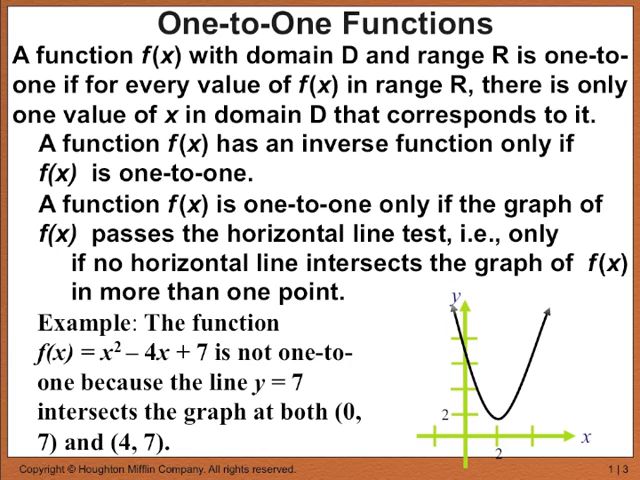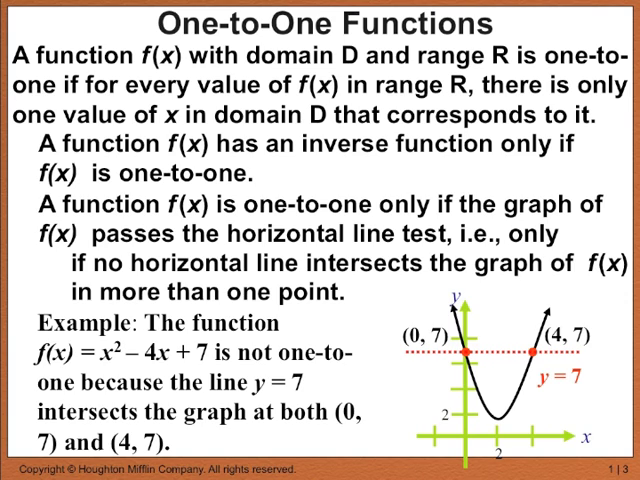For example, the function f of x equals x squared minus 4x plus 7 is not 1-to-1 because the line y equals 7 intersects the graph at both (0, 7) and (4, 7). So if we put the line y equals 7, just a random horizontal line, that horizontal line passes through the graph of the function in two different points, (0, 7) and (4, 7).